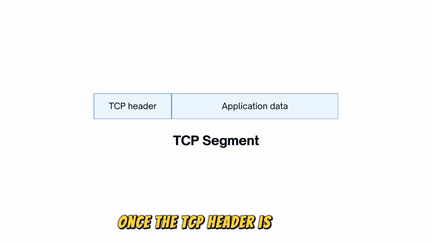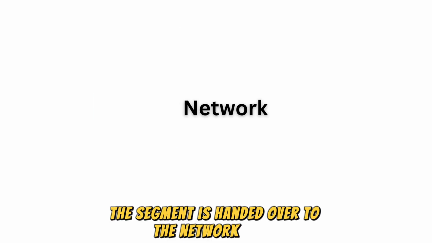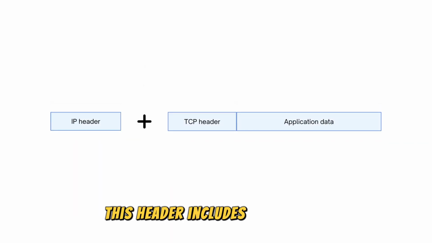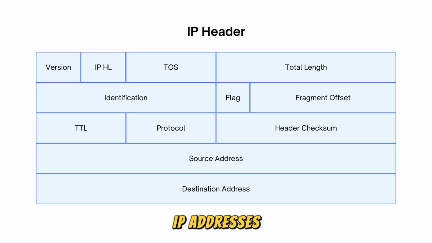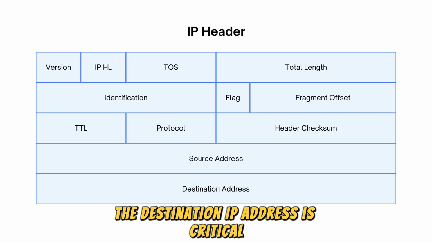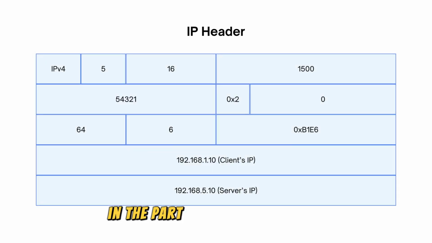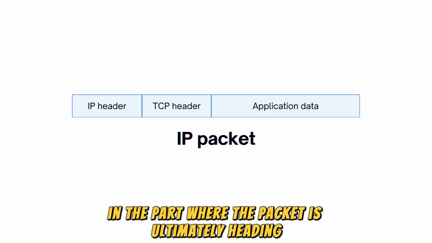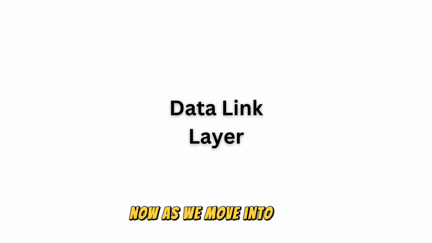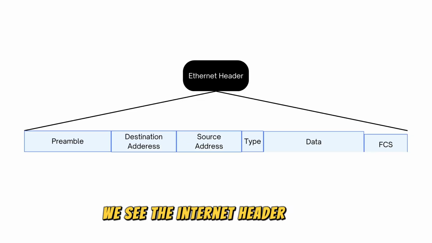Once the TCP header is added, the segment is handed over to the network layer, where the IP header is appended. This header includes the source and the destination IP addresses, effectively guiding the packet through the network. The destination IP address is critical as it tells each router in the path where the packet is ultimately heading. It's important to note that the size of these segments is designed to be smaller than the maximum transmission units, or MTUs.